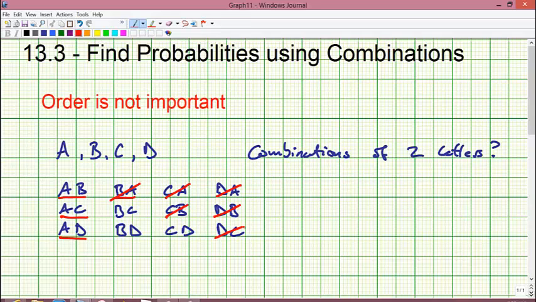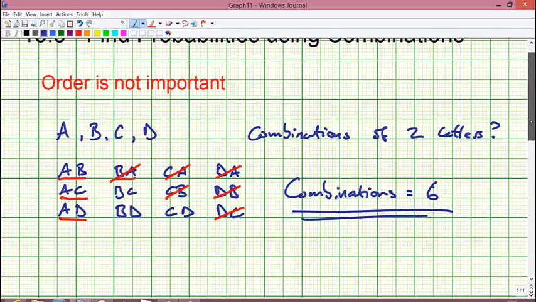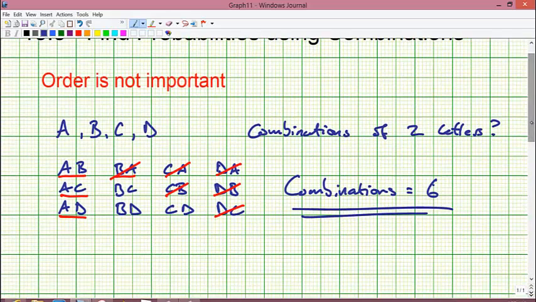So the total number of combinations that we can make with two letters is, in this case, 1, 2, 3, 4, 5, 6. Okay? Far fewer than the number of permutations. What we wrote down originally was the permutations, and we crossed out the duplicates. So there we go. There are the total number of combinations.